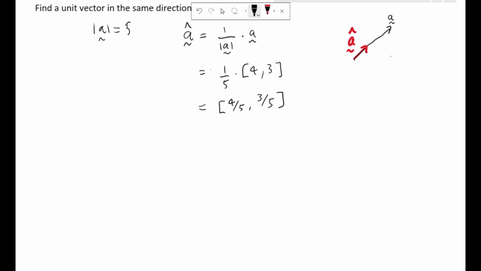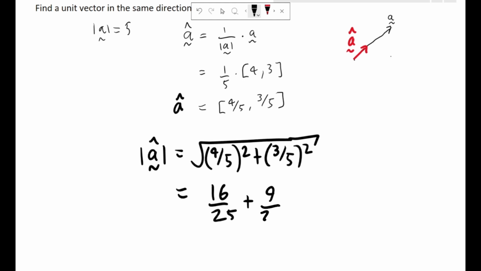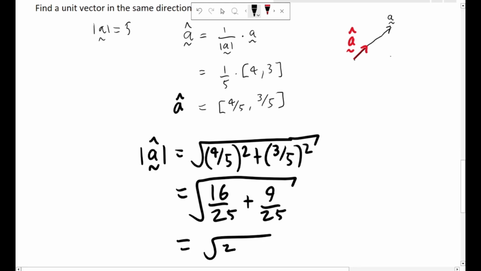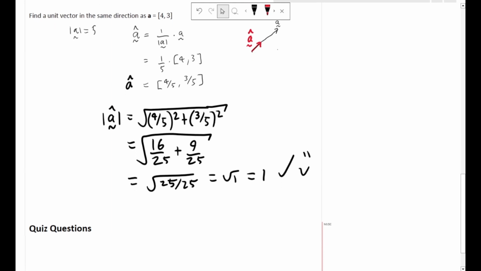So this was A hat, and so the modulus of A hat equals 4 over 5 squared plus 3 over 5 squared, which is 16 over 25 plus 9 over 25, which is the square root of 25 over 25, which is root of 1, which is 1. So we're very happy with that. The modulus of A hat is 1. So we found our unit vector.